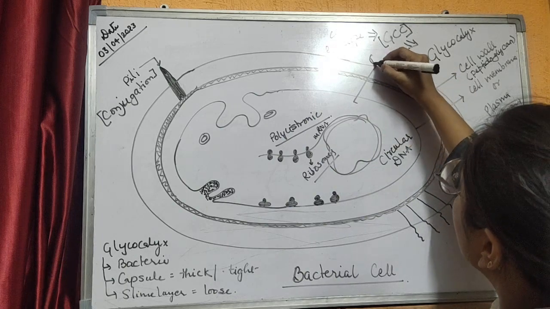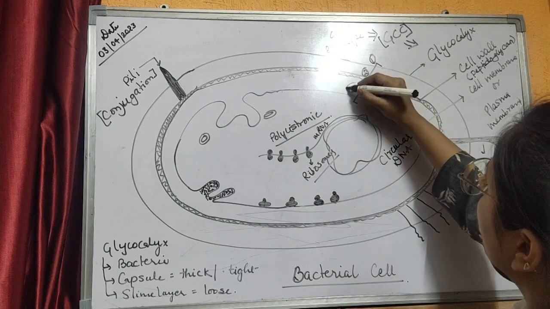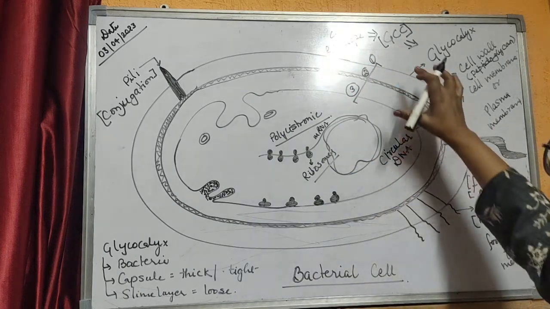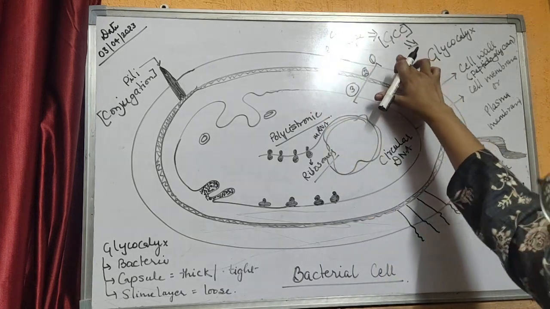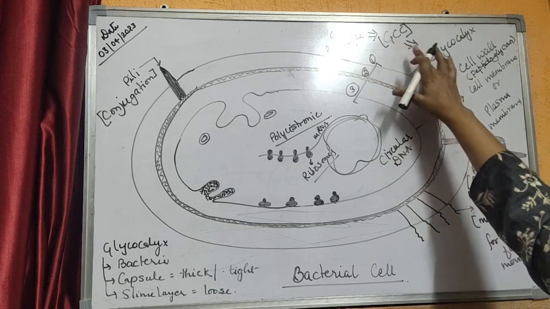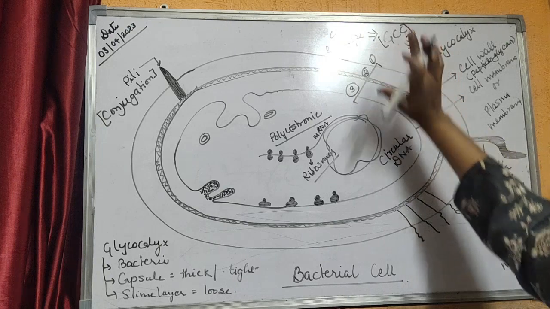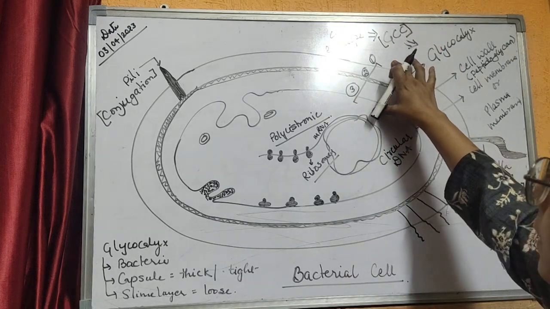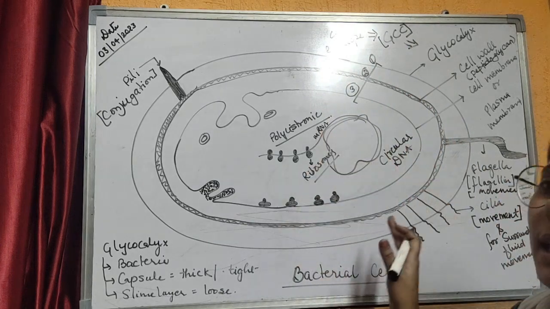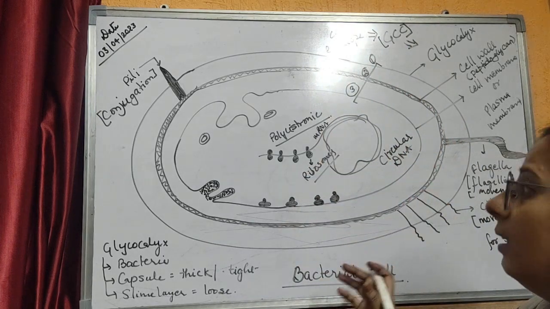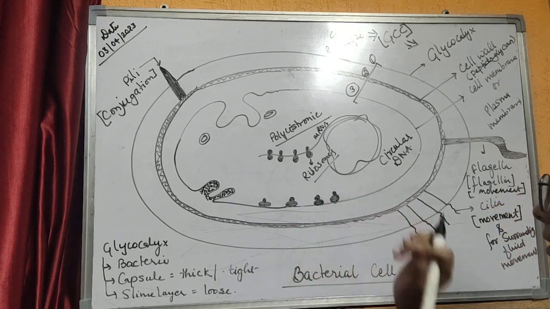The first one is the glycocalyx layer, the second one is the cell wall, and the third one is the plasma membrane. These three layers together are called the cell envelope, and this can be remembered as GCC: glycocalyx, cell wall, and then cell membrane or plasma membrane. These three layers together form the cell envelope and protect the bacteria from getting damaged by any acidic or basic chemical released by an organism when they interact with its body.